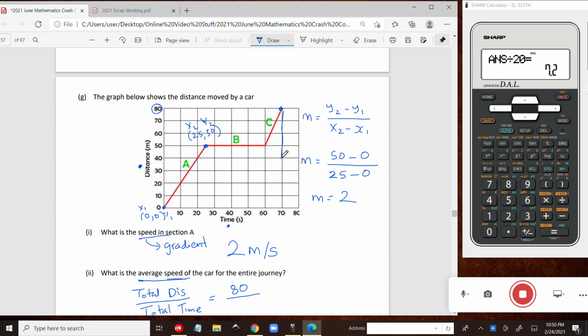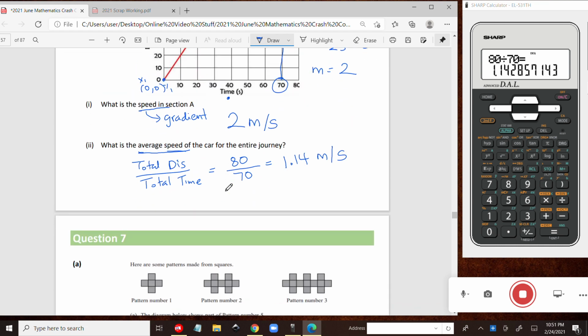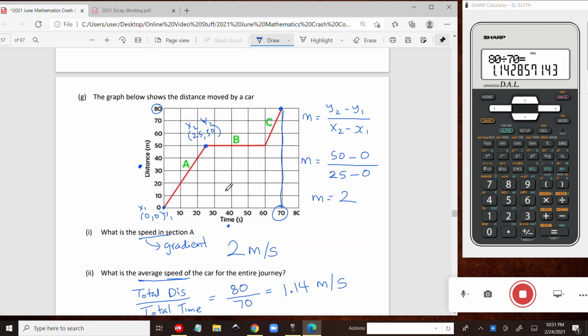How long did this take? Remember, the x-axis tells us the time. The total time was 70 seconds. So it's just 80 divided by 70. And we get 1.14 meters per second. Okay. That's the end of question 6.